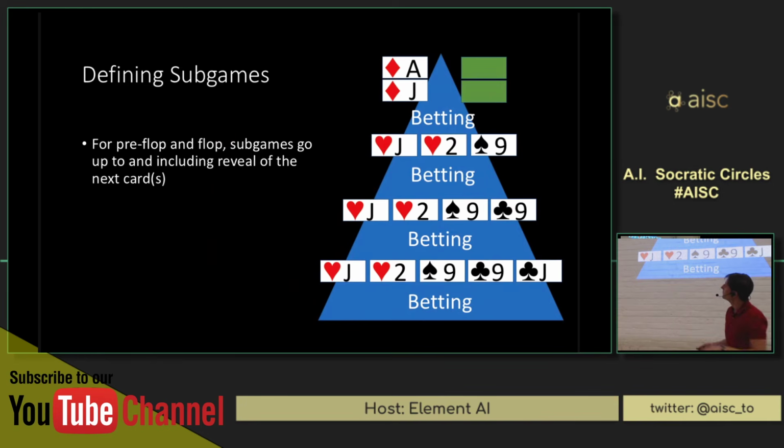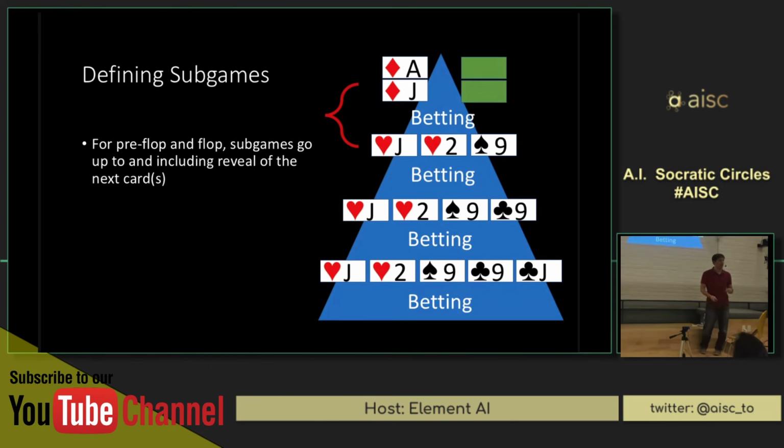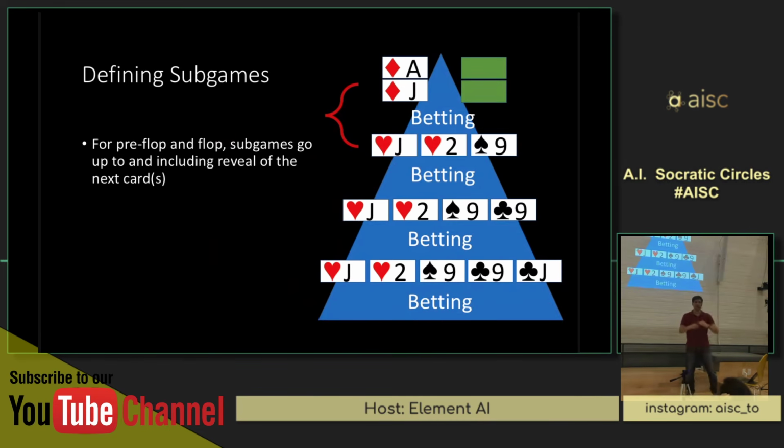If you're in the first 2 rounds, the subgame is going to go up to the reveal of the next card. If I haven't seen the flop yet, the reveal of the flop is where you're going to cut the game off, regardless of how many bets have gone so far. You're going to do this resolving every time you take an action, but you only ever go that far. At the beginning of the game, maybe I'm solving this much, but after 2 bets, maybe I'm only solving this much.